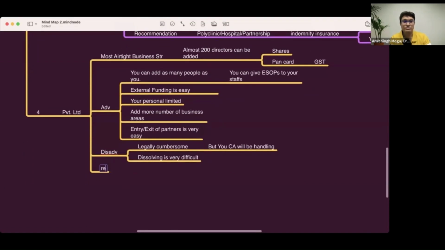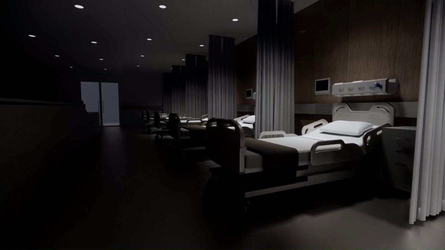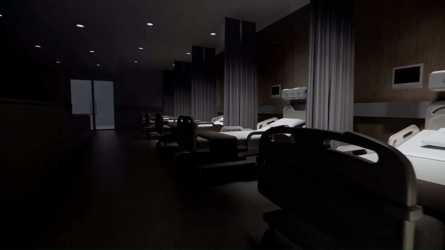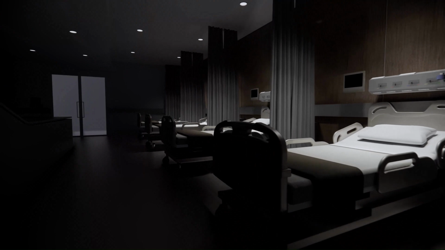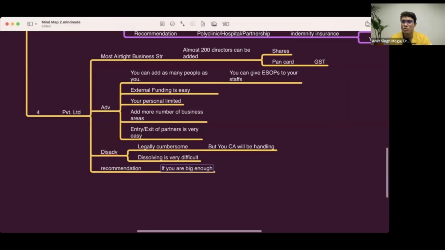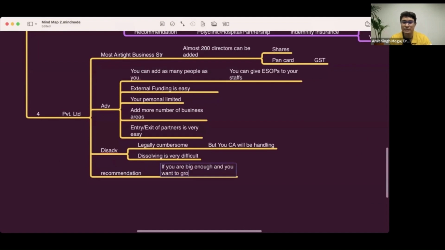So the recommendation is, if you are big enough, meaning more than 20-30 bedded hospitals, with a good flow, and you want to expand and grow in the future, that means you need funding, you need more people to become your partners. So if you want to grow in future, you go for private limited.